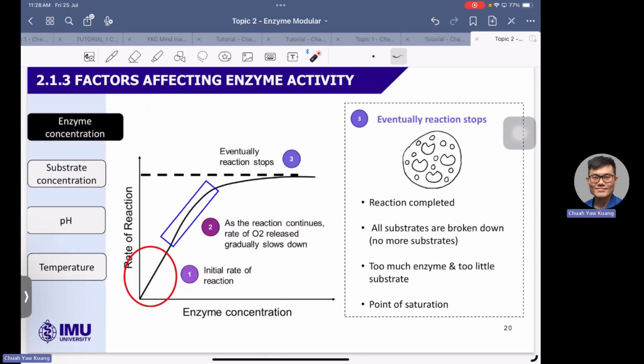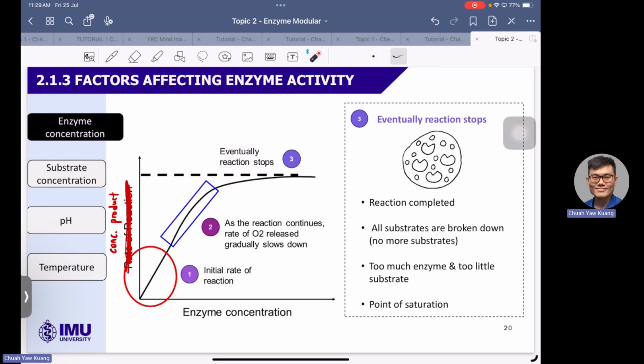Lastly, for this slide, there is something wrong here. The reaction doesn't stop here, unless maybe when they prepared the slide, they used the wrong graph. If the y-axis is the concentration of the product, not the rate of reaction, then yes, the reaction stops.